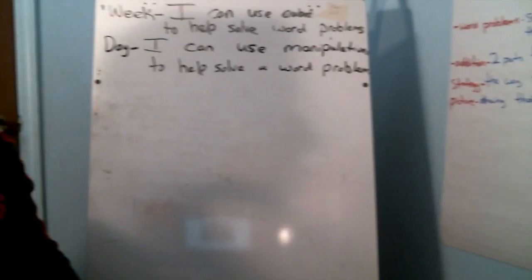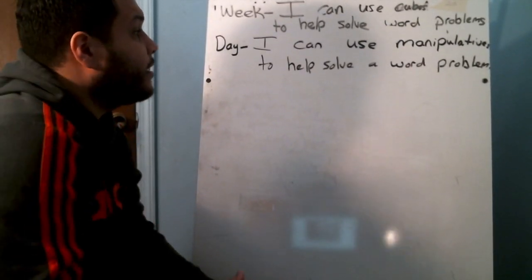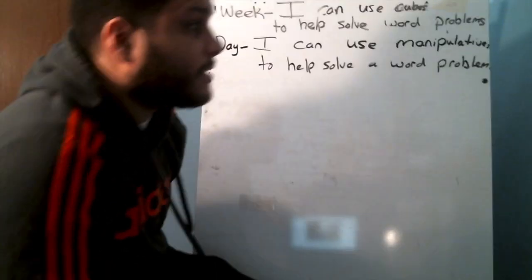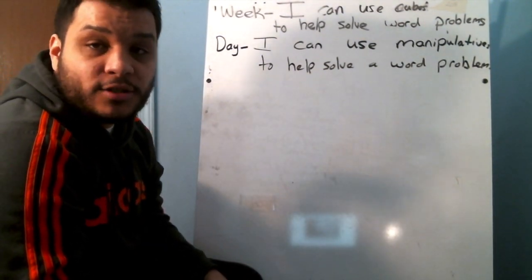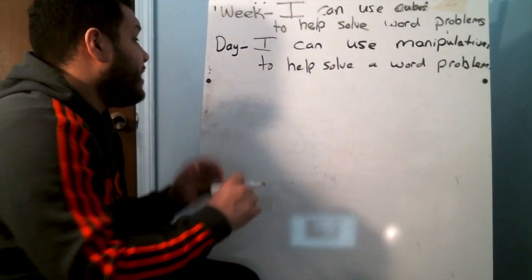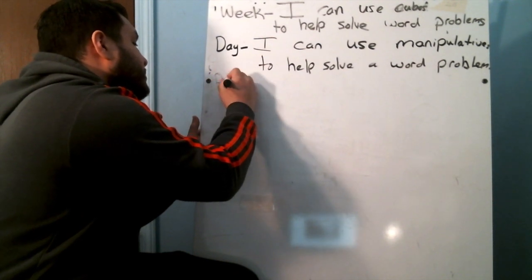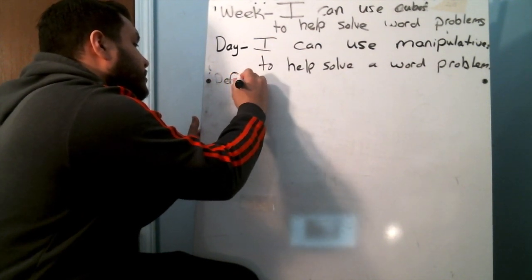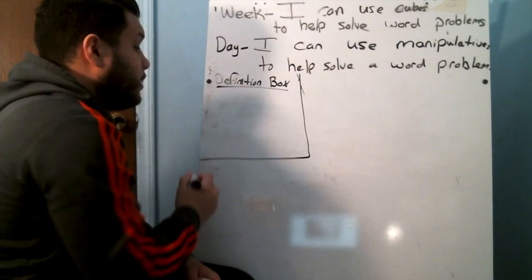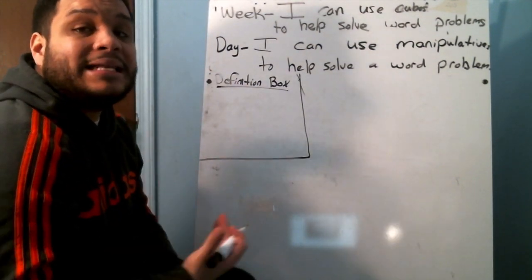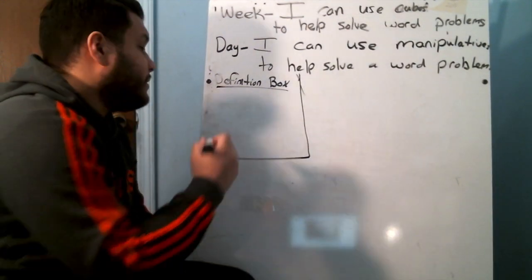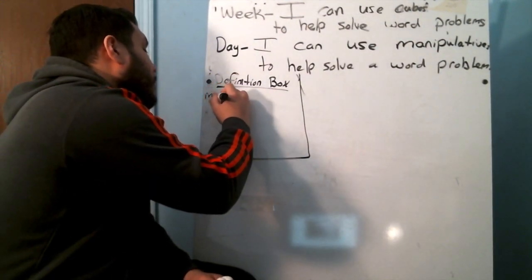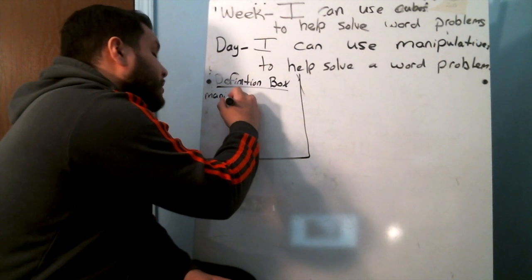So when we focus in on our I can statement, we do see some words from yesterday, like word problems. We see the word solve that was in strategy. So today in our definition box, the new word that we see is manipulative. What is the new word? Manipulative. Good. And what is a manipulative?